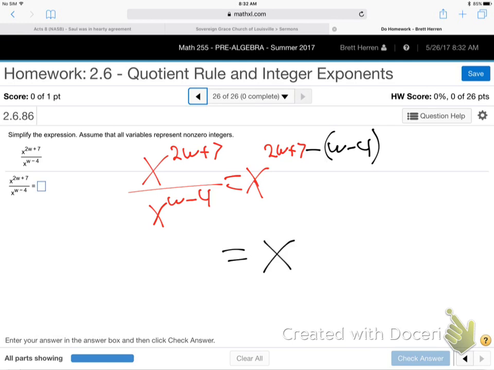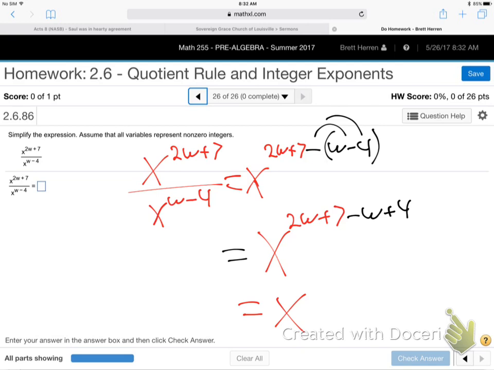And so then what is that? Well, that's x to the 2w plus 7, and then the minus distributes: minus w plus 4. Everybody good there? And then what's that? Am I going too quick? I got lost a long time ago.